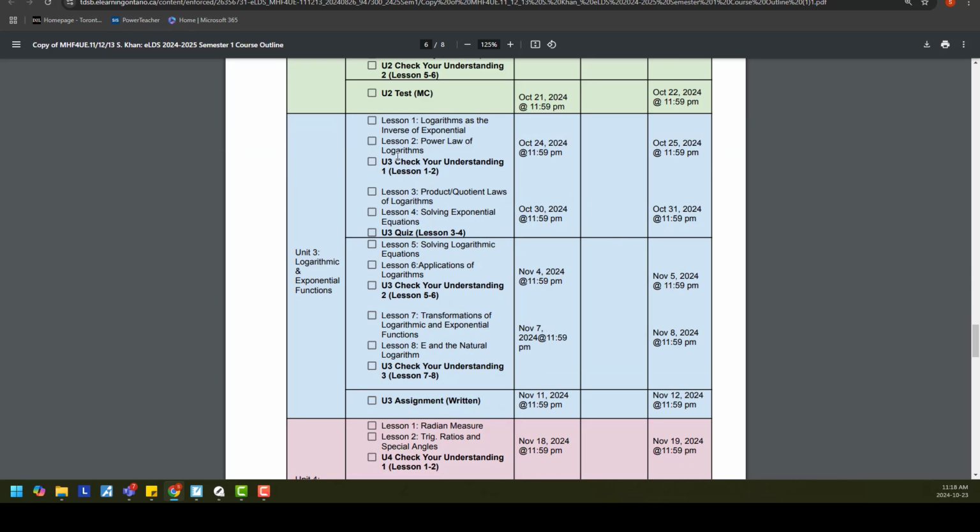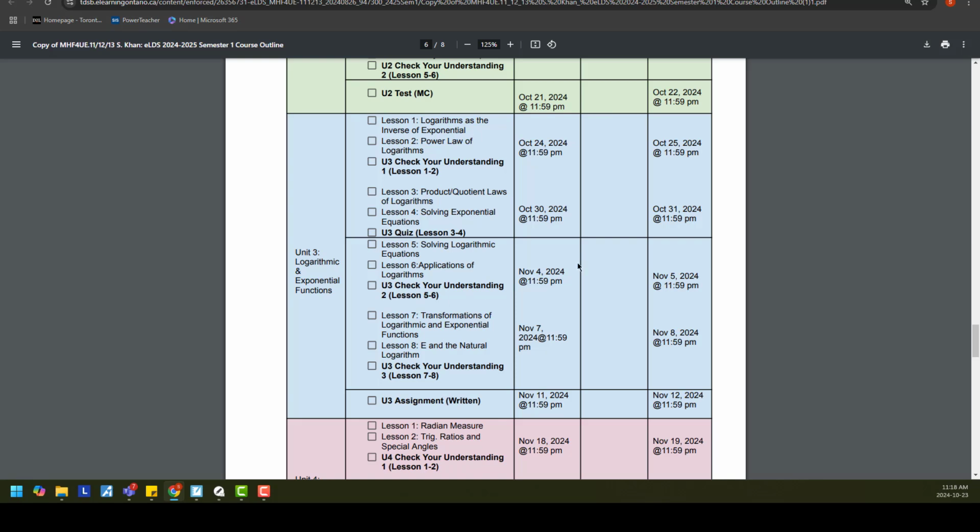The next assessment will be on Unit 3, Lessons 1 and 2, Check Your Understanding. Then after that, we have a quiz on Lessons 3 and 4. And then 5, 6, Check Your Understanding. This is how far we're going to get for the midterm marks.